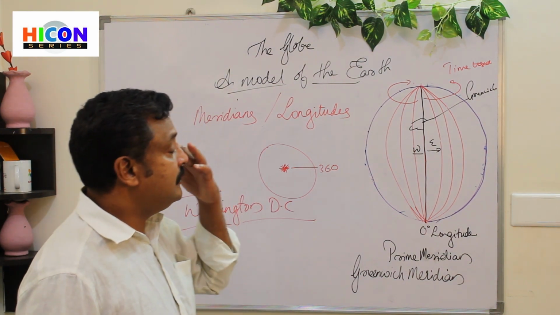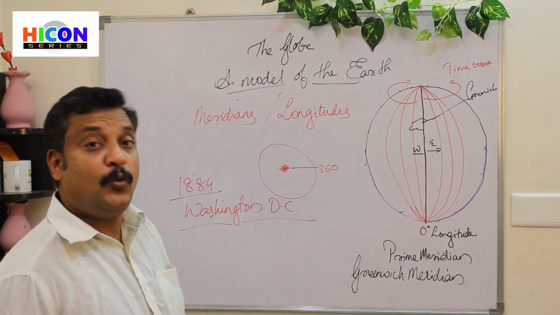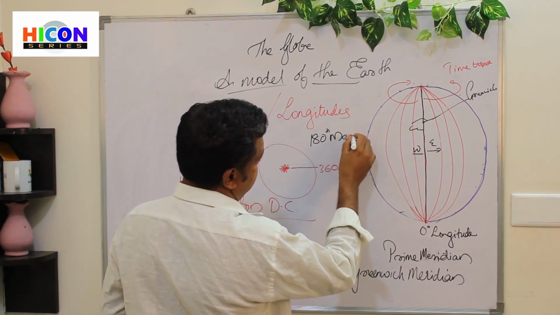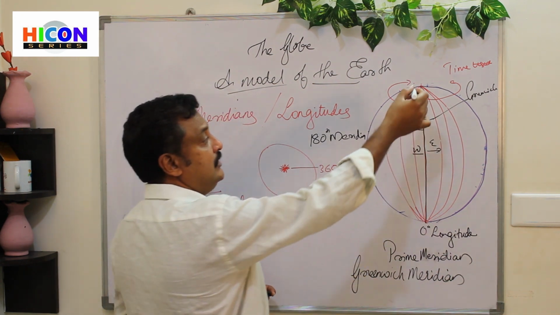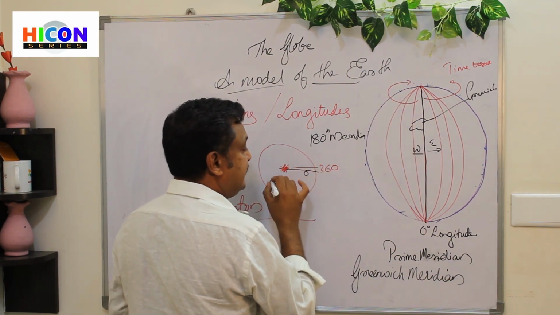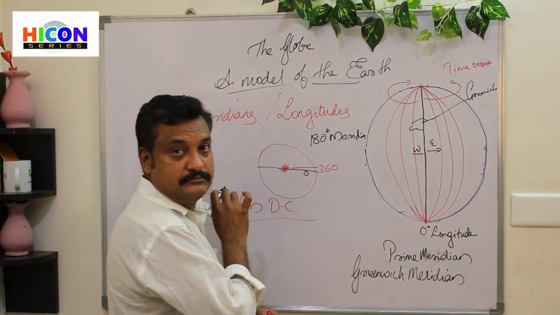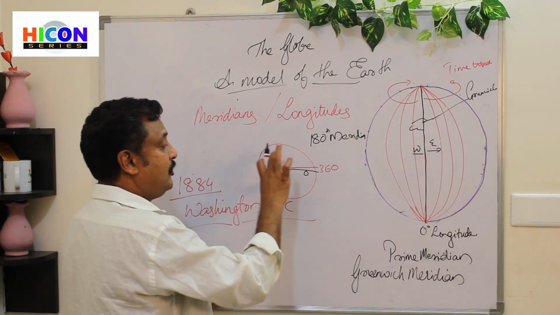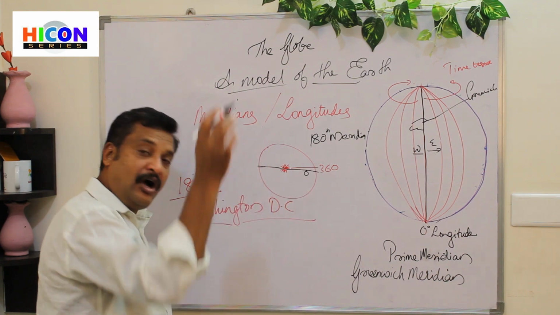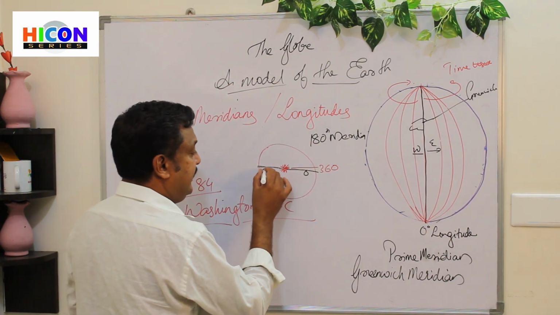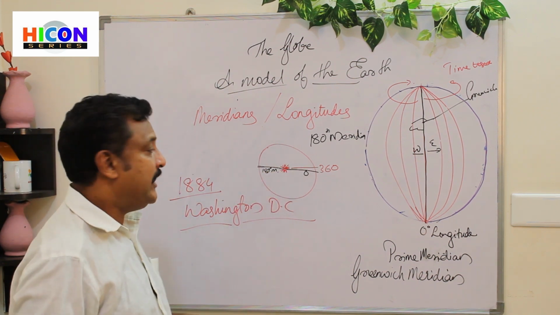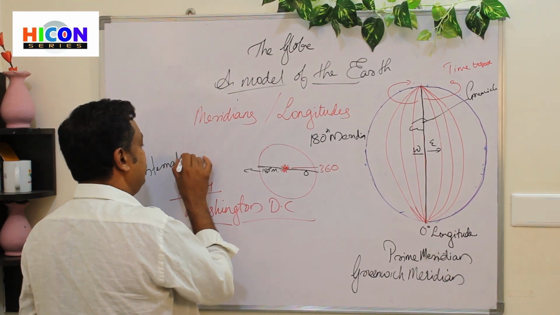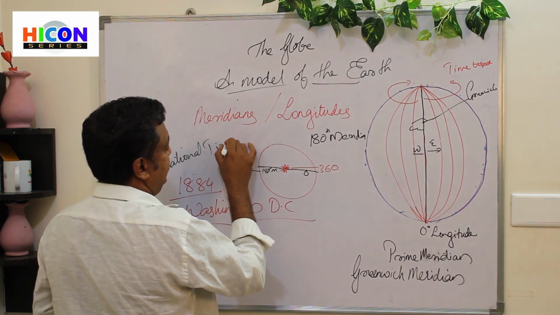So in this conference, what they decided is about the 180 degree meridian, the one that falls opposite, if this is the 0 degree meridian, the Greenwich meridian. When we look from the top of it, we can find another line going on the opposite side of it, isn't it? That is the 180 degree meridian. The 180 degree meridian is considered as an international time line.